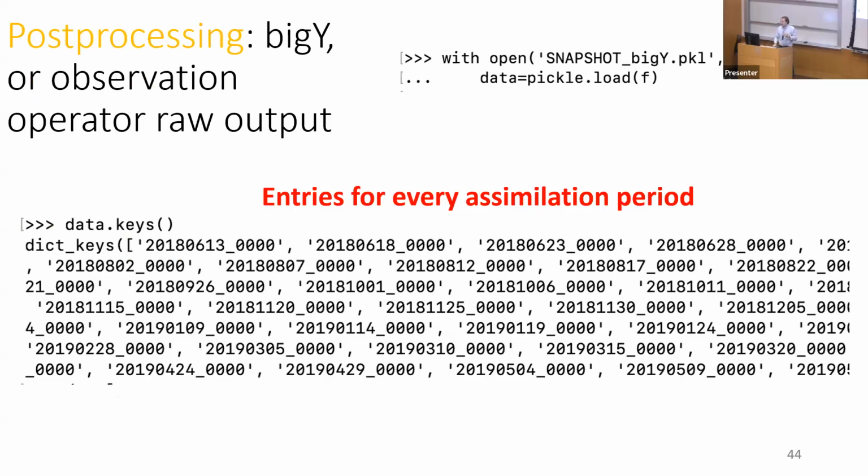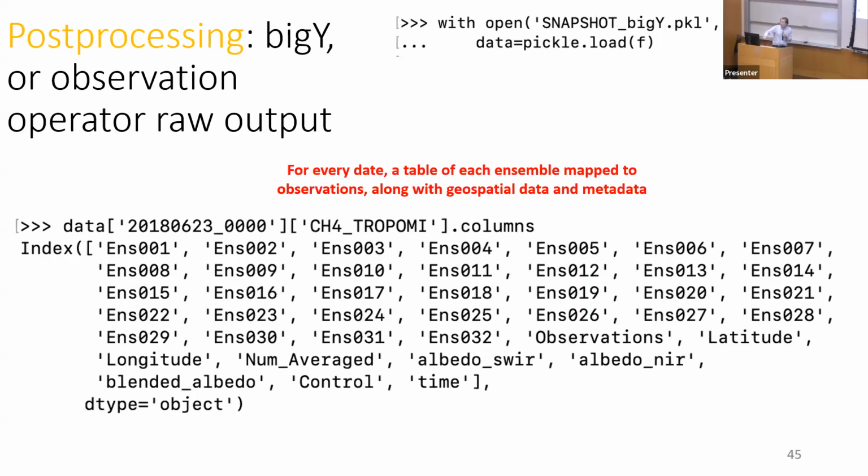I'll just quickly talk about what the output units are. This is going to be in NetCDF eventually, but it's not right now. It outputs this big Y. That's because in the math terms of data assimilation, your output is this letter Y. So this is the way it looks.